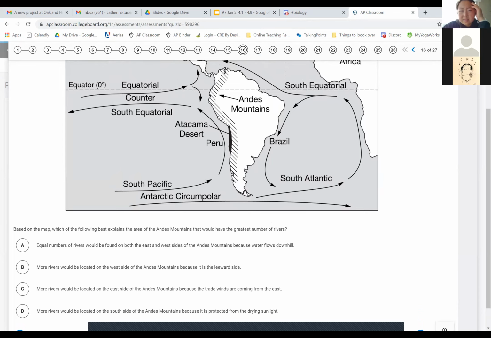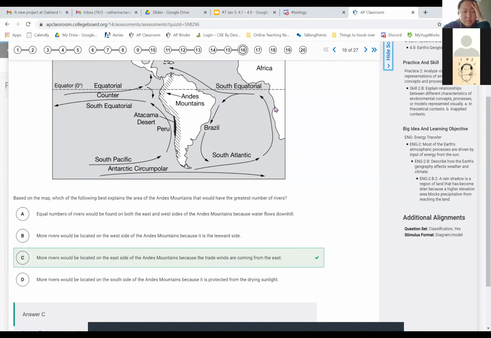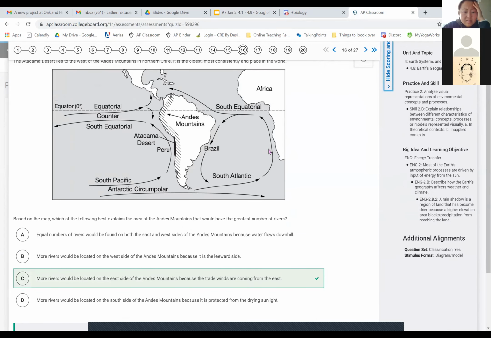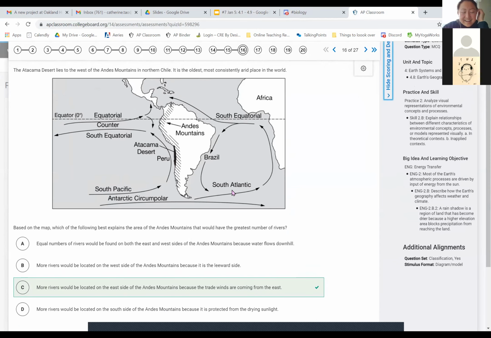Ooh, I remember, Caitlin, didn't we talk about this one that was weird? Yep. It was just all of the questions with this map on it. This map is trash. Okay.